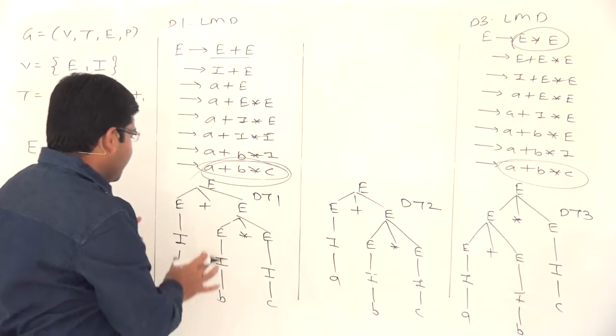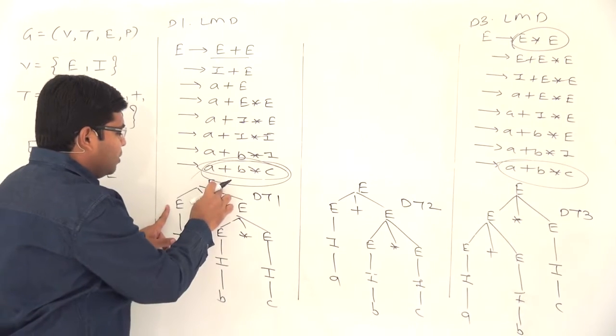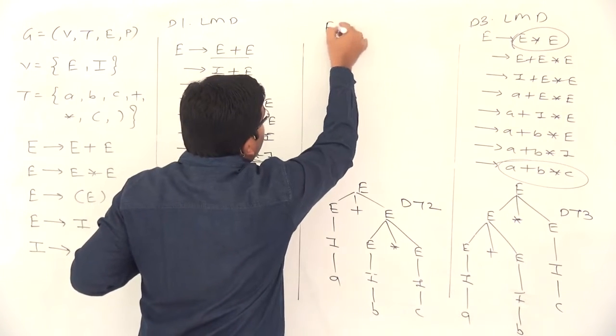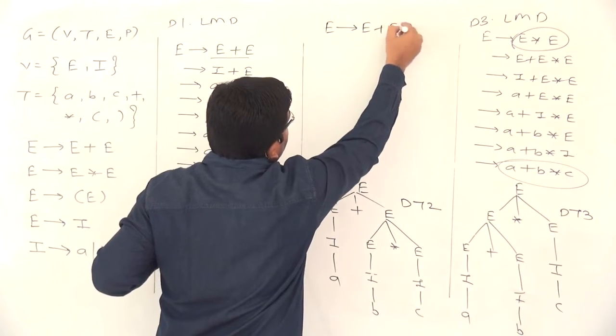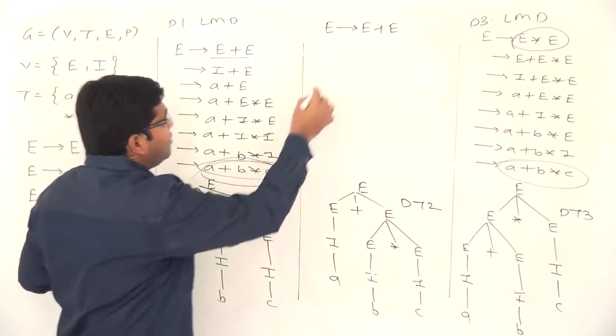See, what do we get? Here, if you want to convert this tree into an LMD, what needs to be done? Initially, you need to begin with the root. It is E produces E plus E. So we will apply this production, E produces E plus E. Then we will apply this production, E produces I.